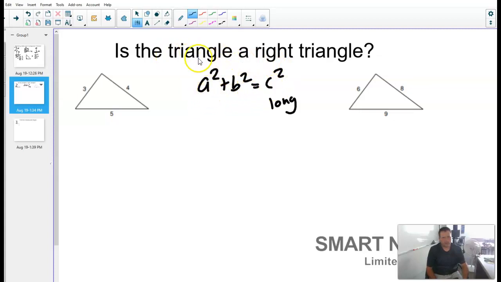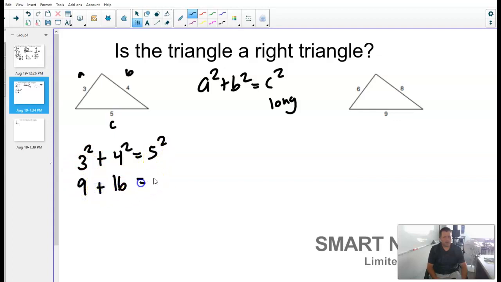And so if I was to do that on this one on the left, I'd say, okay, 5 is C, and then I've got A and B here. So all I'm going to do is substitute those numbers in and simplify. So this would be 3 squared plus 4 squared equals 5 squared. And so I get what, 9 and 16 and 25 if I square all those. Add these two together, which gives me 25. And so I would say, yes, this is a right triangle, meaning that this angle right here is a right angle.